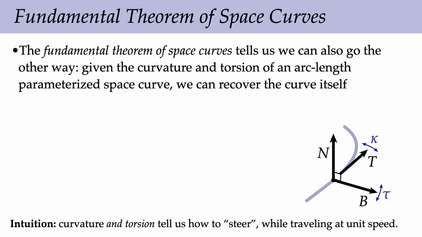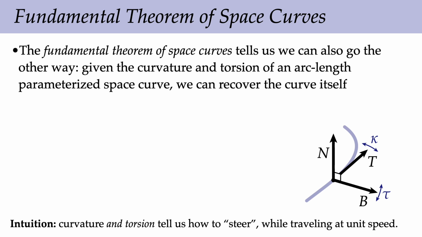The curvature and torsion tell us how to steer, but now we're no longer just in a car or on a bicycle. Maybe we're in an airplane. So we have different ways we can steer. We can roll and we can yaw, not just turn our single steering wheel. In 2D, it was pretty easy to recover the curve from the curvature, at least conceptually. We integrate up the curvature to get the angle. The angle describes the unit tangent. We integrate up the unit tangent to get the curve.